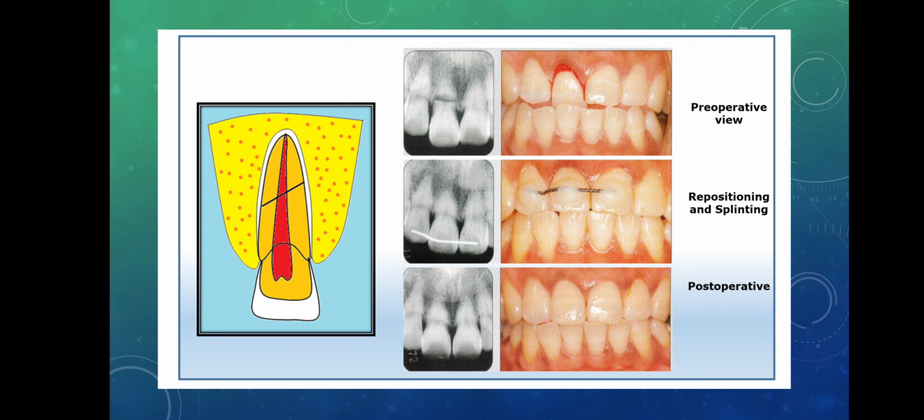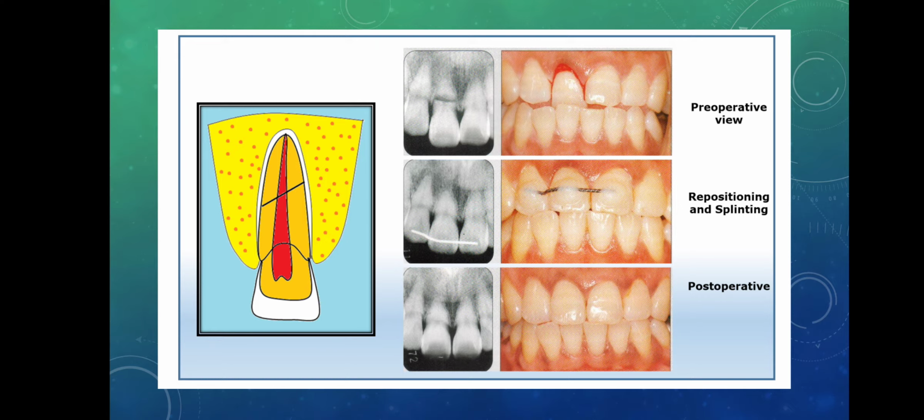Now if it's non-vital, we consider the apical segment and the coronal segment. If the coronal segment is non-vital, we would do a root canal treatment and seal off the wide lumen. But necrosis of the apical segment is very, very rare, and if that happens, we can surgically treat it or extract it. So that is the treatment for the root fracture.